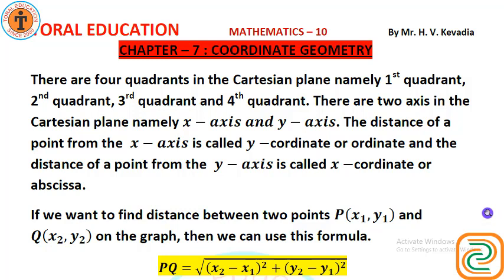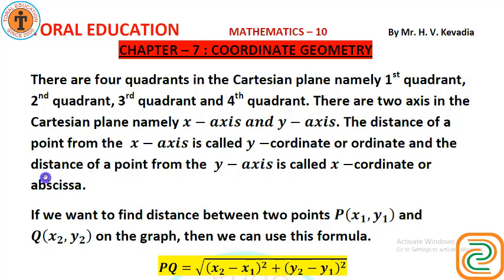Friends, coordinate geometry के बारे में हम कुछ सीखे हैं 9th में. So what was that? First quadrant, second quadrant, third quadrant, fourth quadrant, right? So there are 4 quadrants in the Cartesian plane, namely first quadrant, second quadrant, third quadrant and fourth quadrant. There are 2 axes in the Cartesian plane, namely x-axis and y-axis.